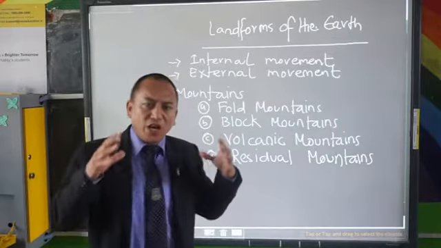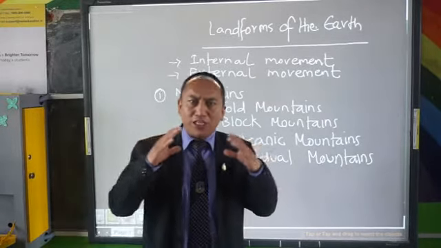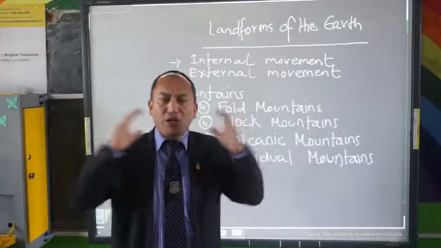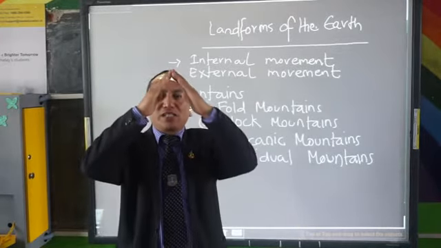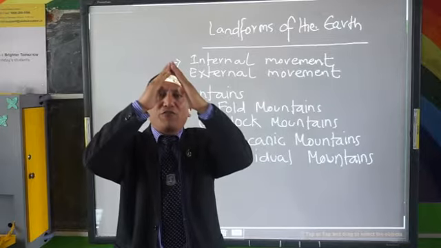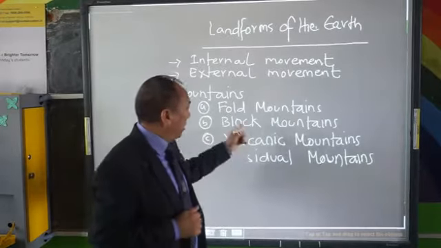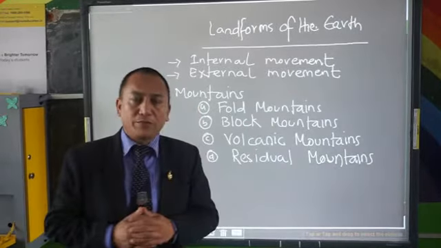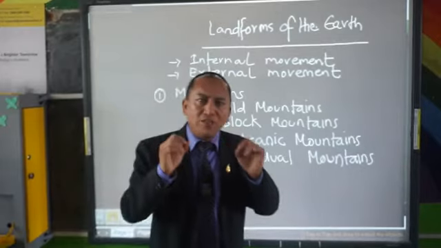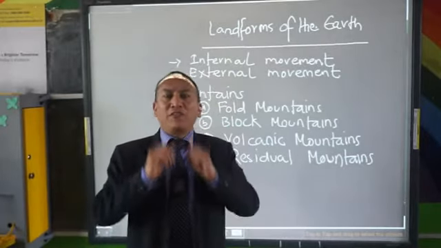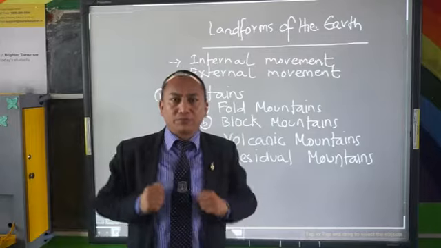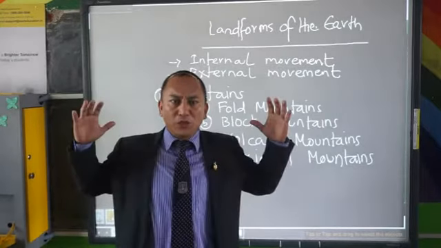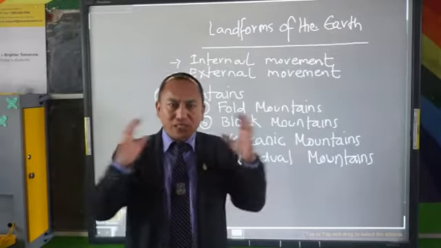So I told you, the fold mountains are mainly formed because of compression, pressure applied from both sides of the tectonic plates, whereby the central part starts to rise up, resulting in the formation of fold mountains. Now the second one we have is a block mountain. A block mountain mainly forms because of the tensional force. Tensional force means when you apply pressure in the opposite directions. Compression means when you apply pressure from opposite sides towards the center.